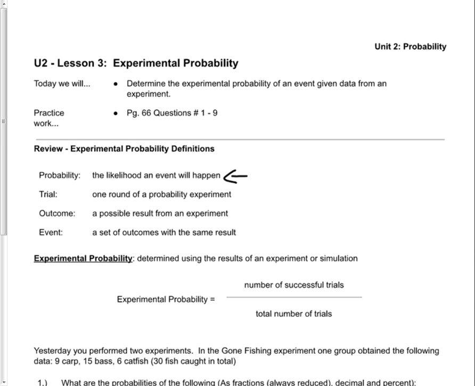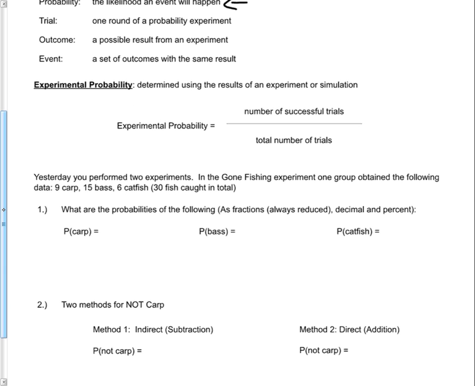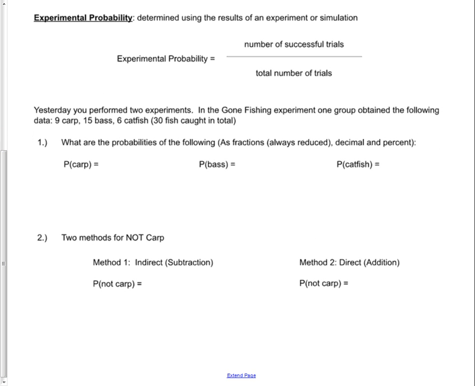Okay, so if we're going to determine the experimental probability of something, it's always the number of successful trials for a given outcome that you're looking for, divided by the total number of trials that were actually conducted. Okay, and so in this particular instance, we want to take a look at a situation that we had potentially talked about the other day.